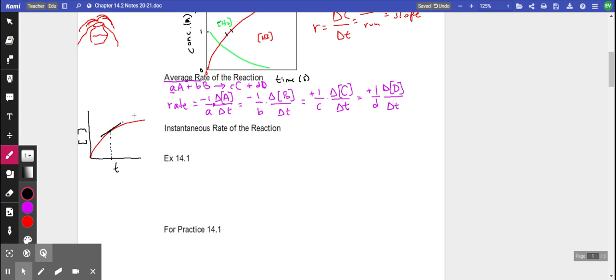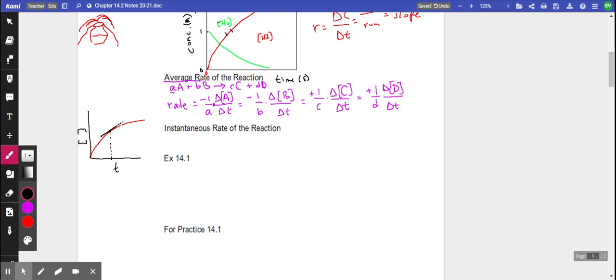Okay, and the slope of a tangent in calculus, we would call that the derivative. So the derivative of this function at that point would be the rate. Now we're not in calculus, most of us, and you don't have to do calculus for the AP test. So how would you find the slope at that point?